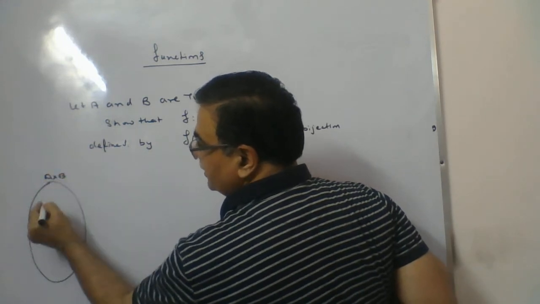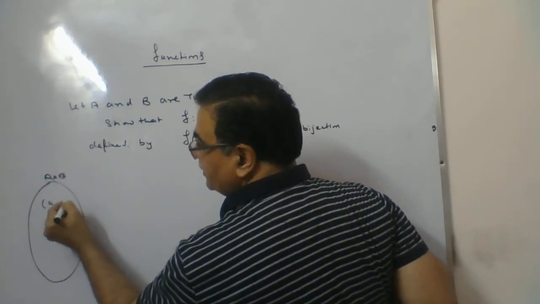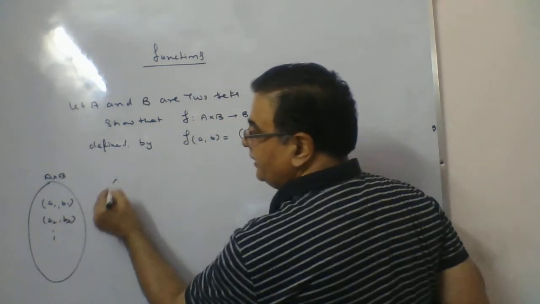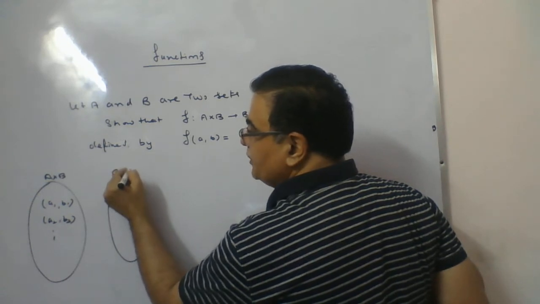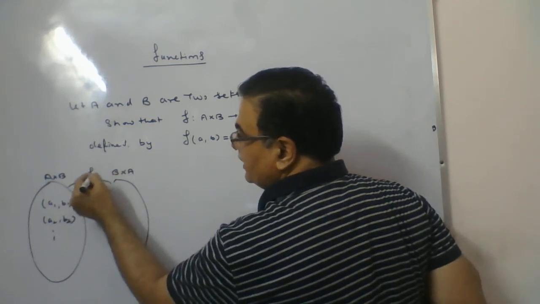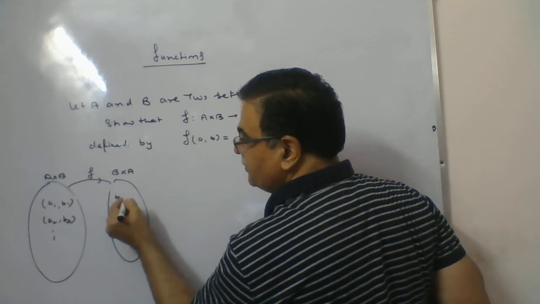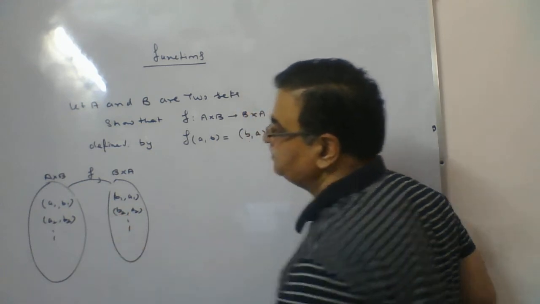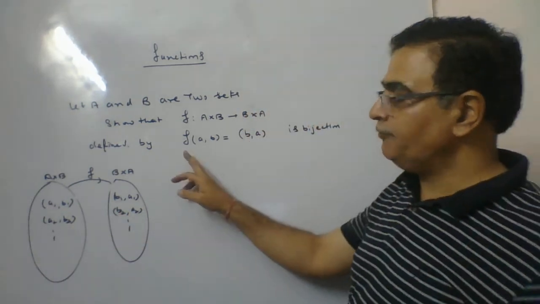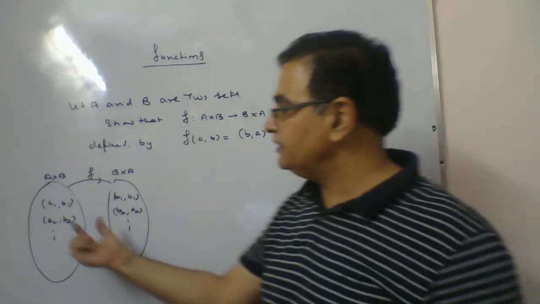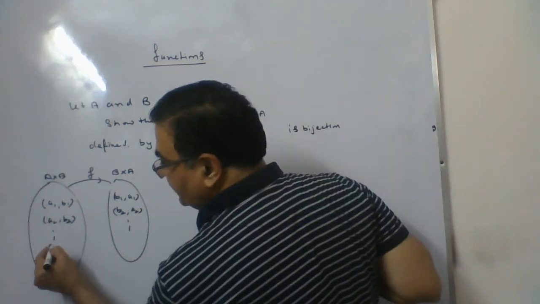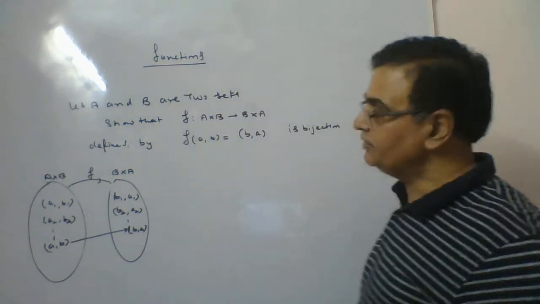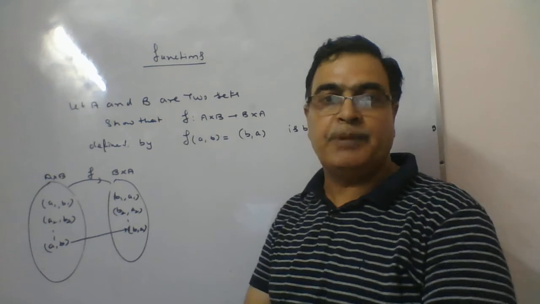A cross B has elements (a1, b1), (a2, b2). So this way they will have elements, and it is going from A cross B to B cross A. This is our function, and here the elements will come as (b1, a1), (b2, a2), that way. Now my question is, the function is defined as f(a, b), meaning if the element is (a, b), then its image will be (b, a). This is question 6. Then you have to prove that it is a bijection.